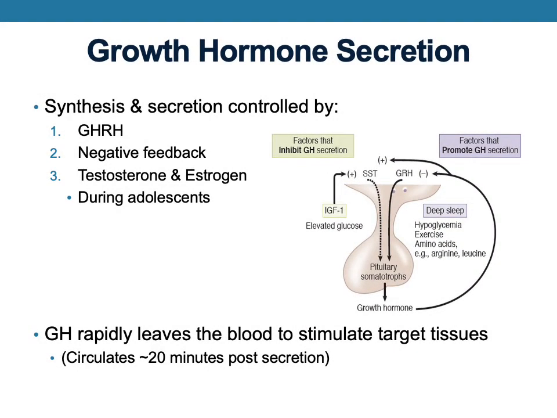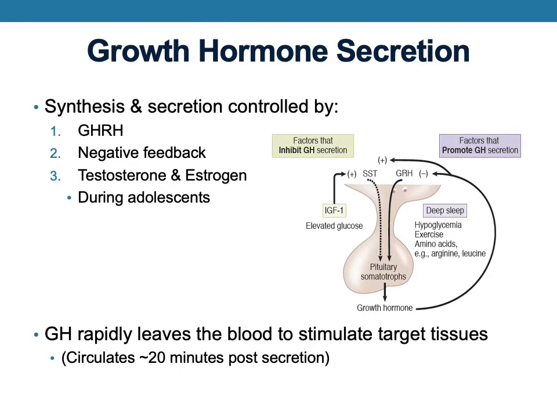Growth hormone secretion. The synthesis and secretion of growth hormone is controlled by the hypothalamus releasing growth hormone releasing hormone. Secretion of growth hormone is subject to negative feedback to the hypothalamus and anterior pituitary. The amount of growth hormone secretion is also influenced by sex hormones, estrogen and testosterone, during adolescence. They are considered facilitatory to growth hormone.